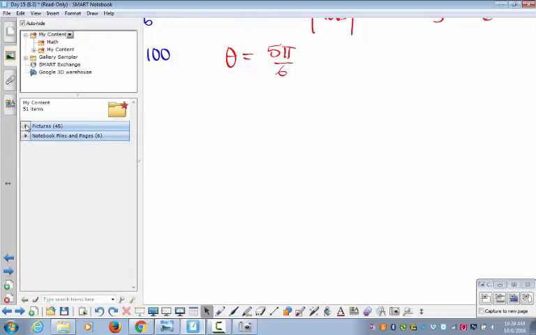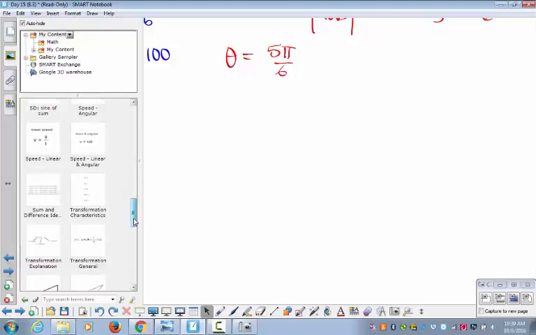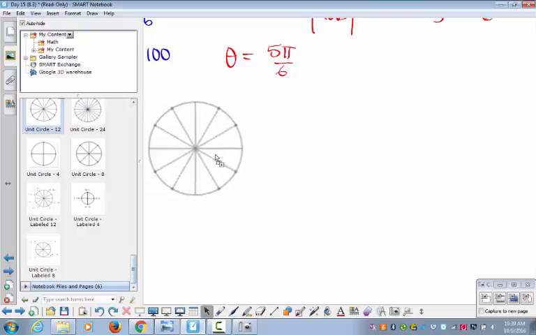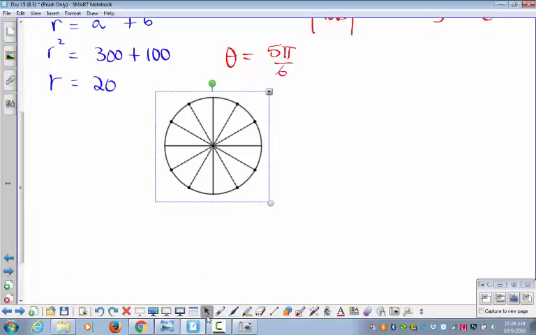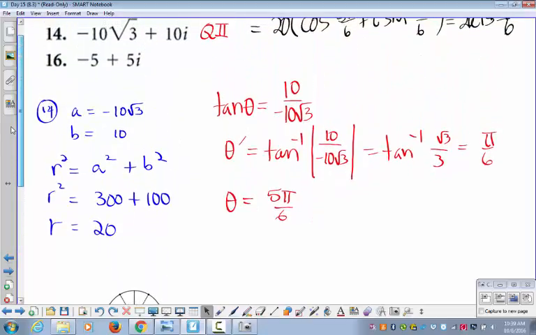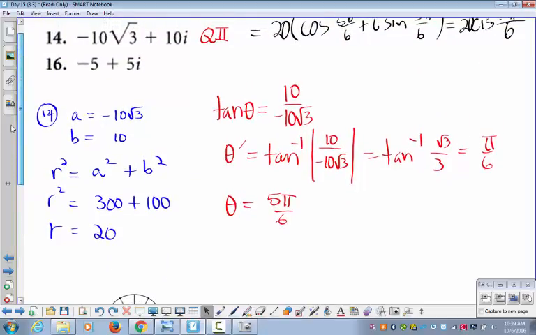And what do you think I should choose? Based on the numbers that we see, are we thinking 8 or 12? We see the root 3, so we should be saying to ourselves, if the ratio is nice, it should have something to do with a 12-sector circle. So let's go with a 12. And here's what we'll do. So it's minus 10 root 3 plus 10.